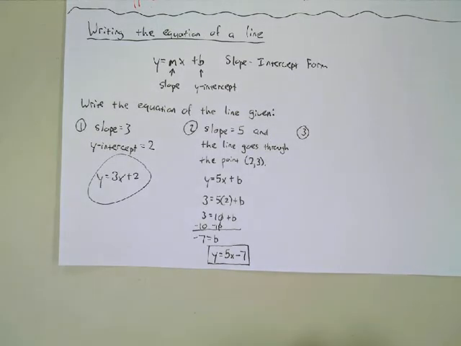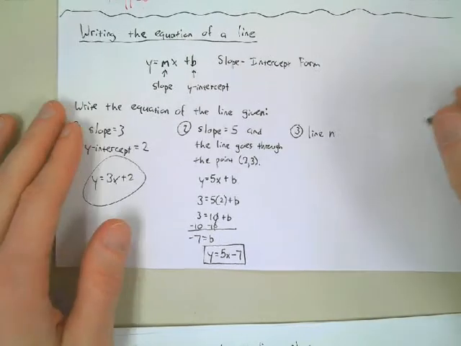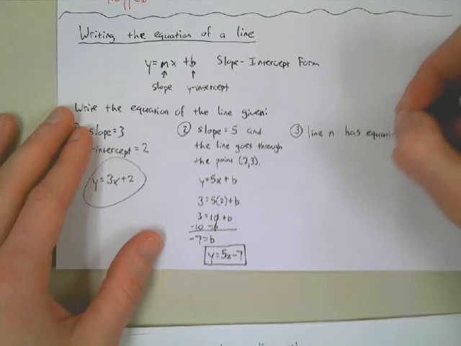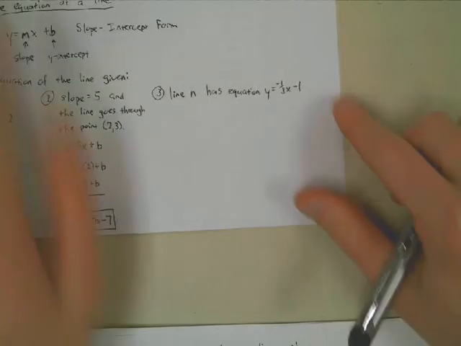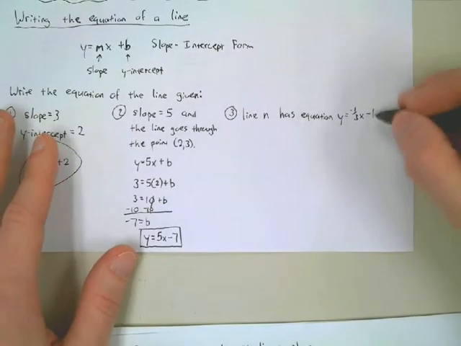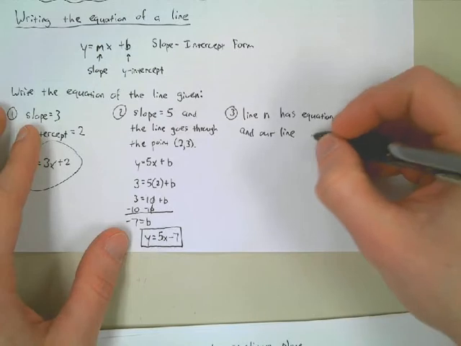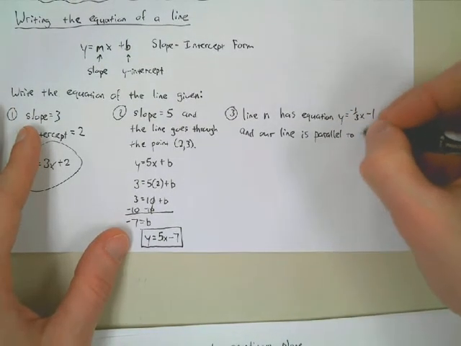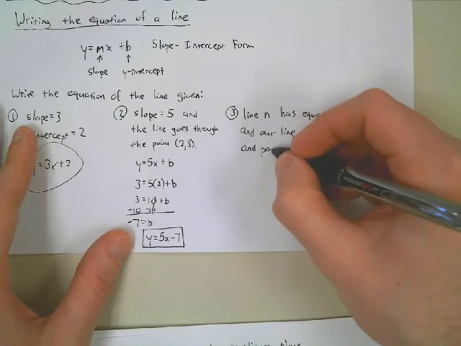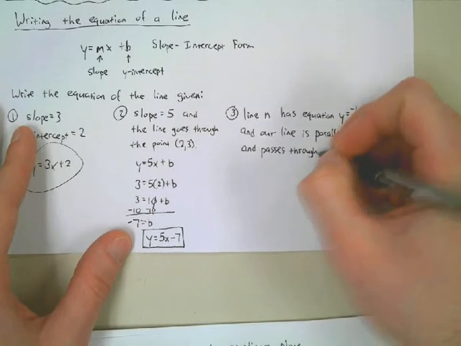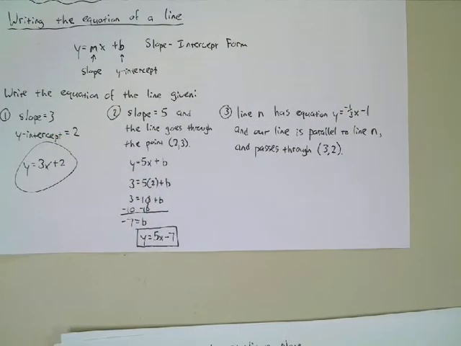Let's see here. Number 3, line N. Line N has equation y equals negative 1/3 x minus 1. That's in slope-intercept form. And our line, the one we're trying to find, is parallel to line N and passes through the point (3, 2). We want to write the equation of the line given just that information. I'll let you finish writing that down.